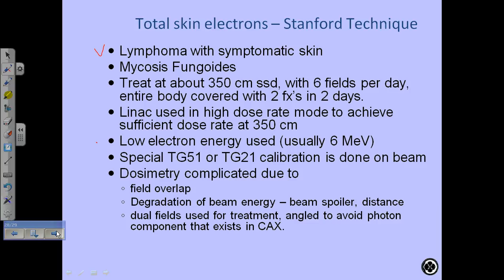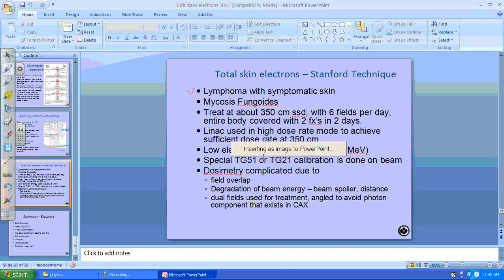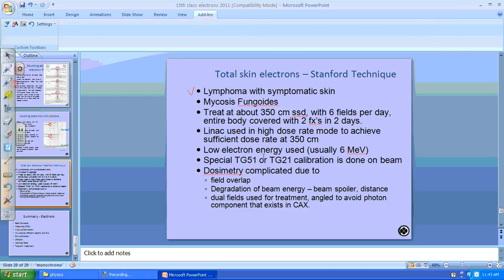So low electron energy is used because you just want to treat the first couple of millimeters. So we treat with 6 MeV electrons. By the time it gets to the patient, it's degraded to around 3 MeV. And some places actually put a piece of acrylic, a 1 cm thick piece of acrylic sheet, in the head of the machine to degrade the energy even further.